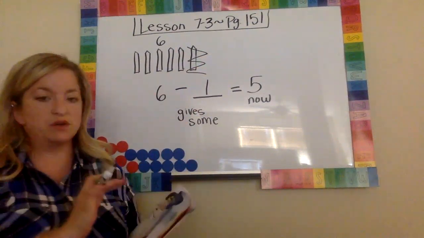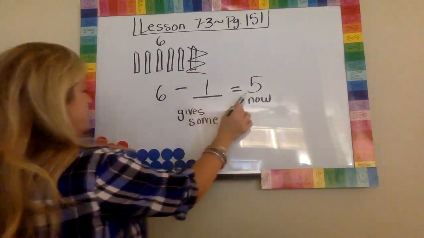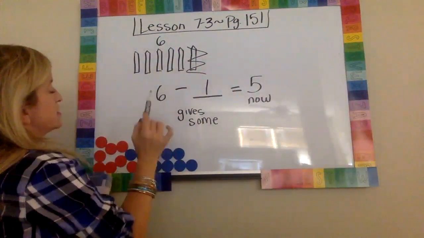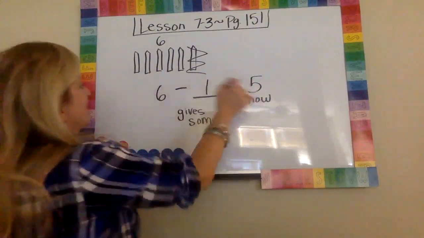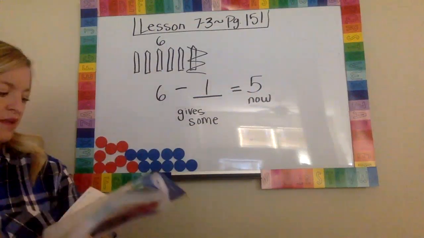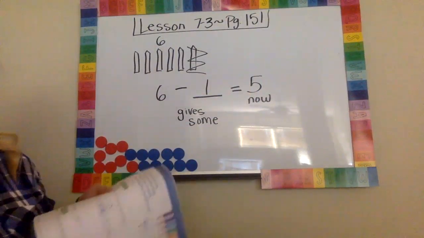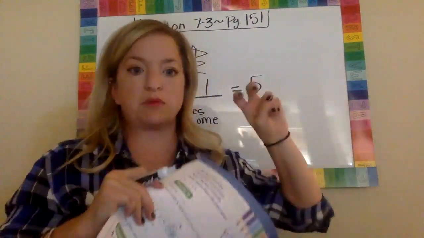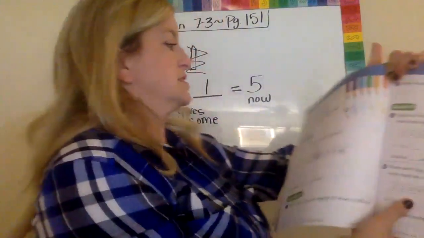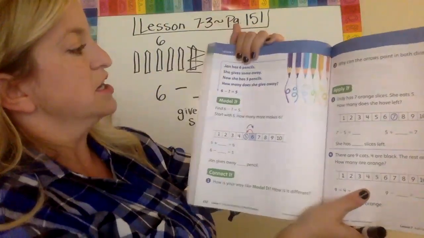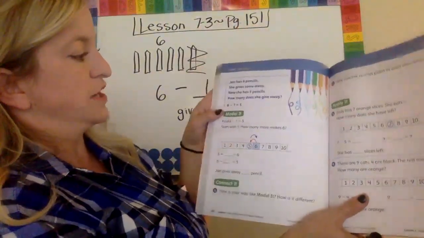All right, so before, what I did is I drew 5 and I tried to get to 6. But here I said I have 6. I take some away. How many do I have now? 5. Now here's where we're going to compare. And this is what I've been talking about with a number line before, or a number path as your book calls it. But on this page, it says the same problem. Jan has 6 pencils. She gives some away. Now she has 5 pencils. How many does she give away?